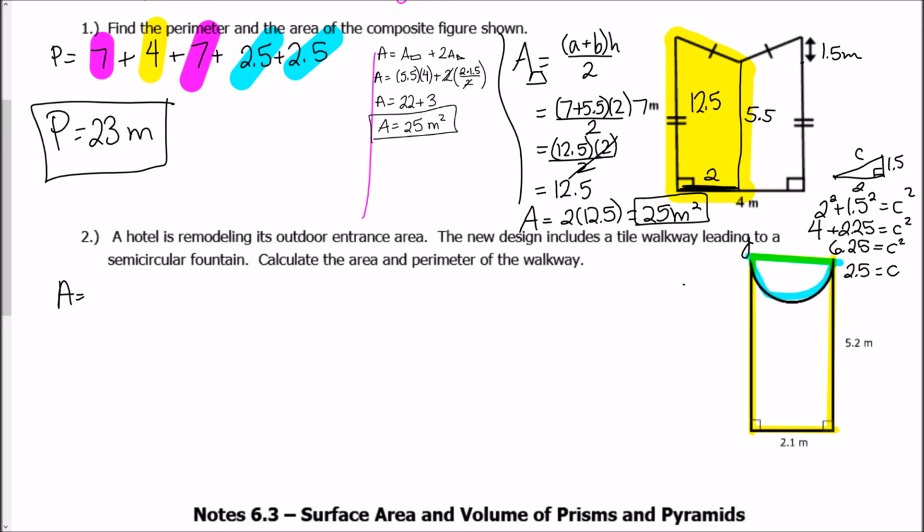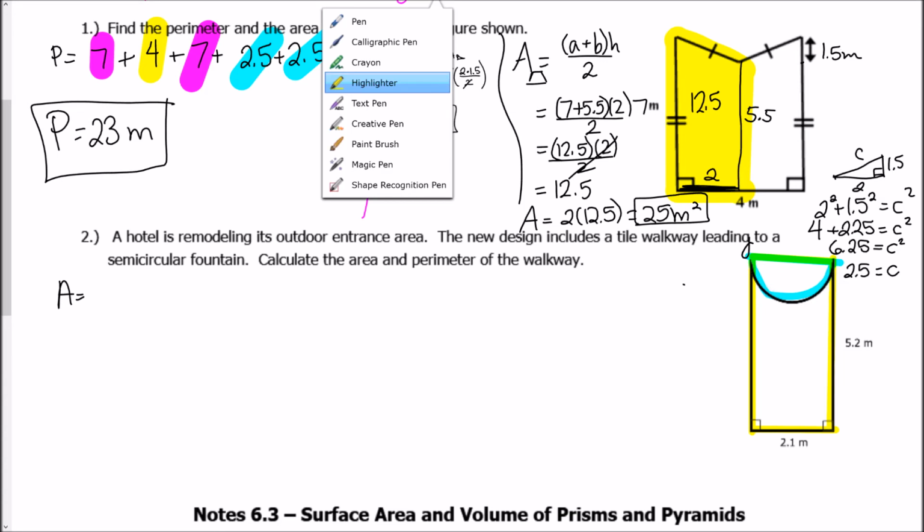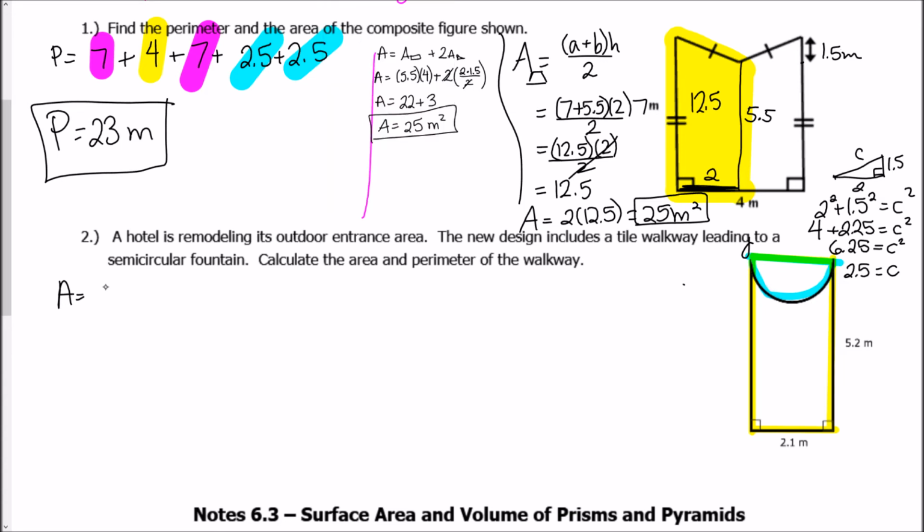Okay, so what I'm going to do is find the area of the rectangle first, and then I'm going to subtract the area of the semicircle, okay? So to find the area of the rectangle, I would just do base times height. So I would do 2.1 times 5.2.